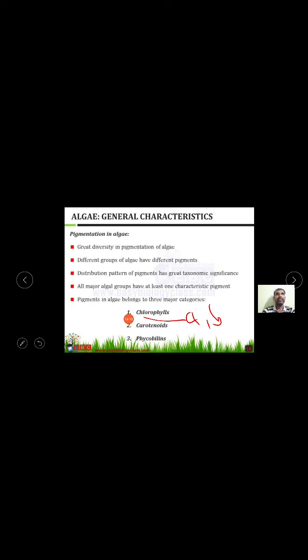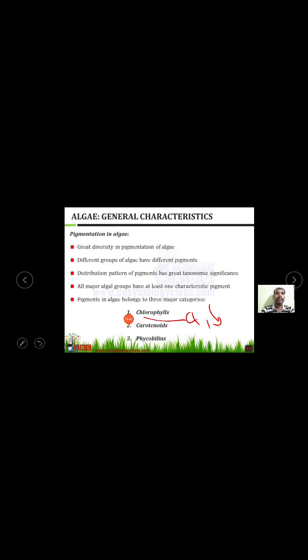Chlorophyll A and chlorophyll C are present in the xanthophycean members. Chlorophyll A and chlorophyll D are present in the rhodophycean members, the red algae. Then chlorophyll A and chlorophyll C are present in the phaeophycean members. So different chlorophylls are present in different classes. Chlorophyll A is universal, present in all classes from the chlorophycean members to the phaeophycean members. Even the cyanophycean members have chlorophyll A.